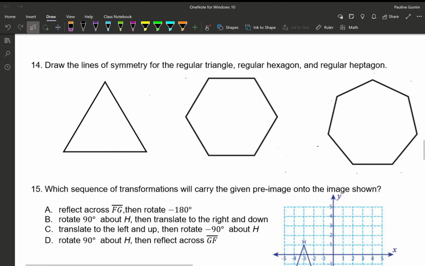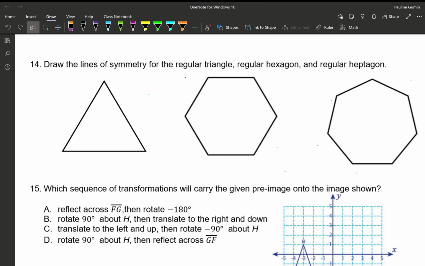Speaking of lines of symmetry, let's draw them for a triangle, hexagon, and heptagon. Okay, so triangle. Let's begin. Let's see. So imagine these are straight lines. I was able to make them straight on the answer key that I provide you guys on my Teams page, but it took some time and effort to make them that way. So hopefully you have a ruler handy that you could do this with.